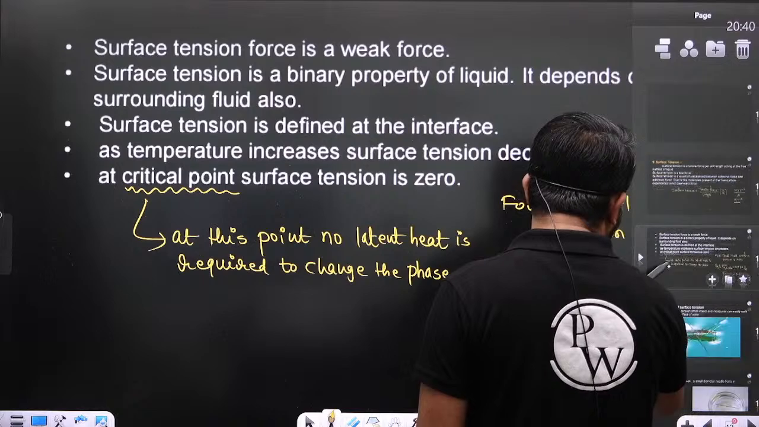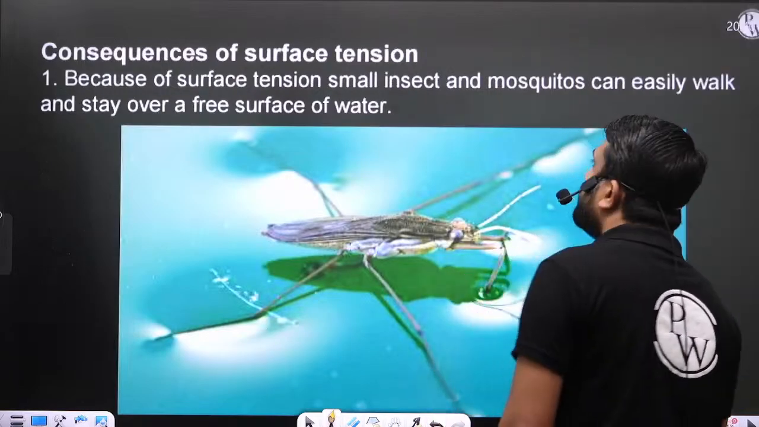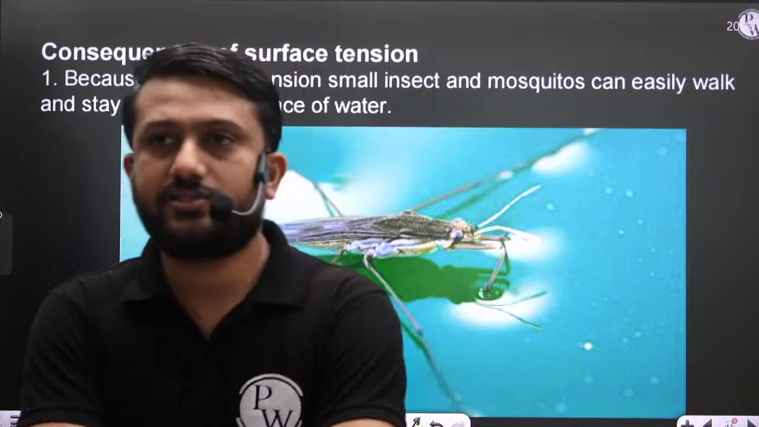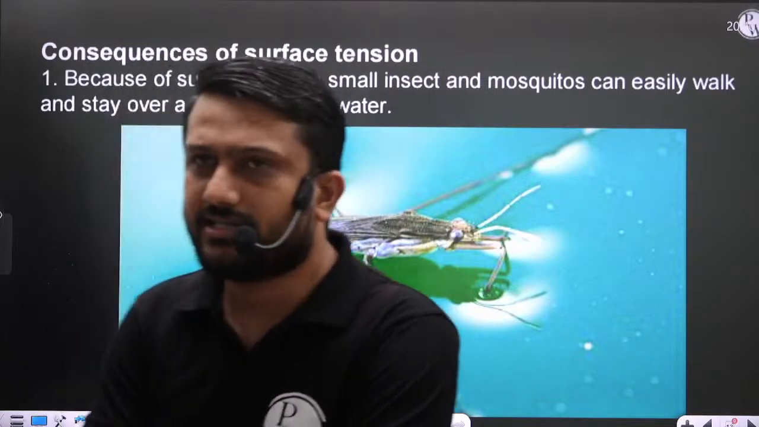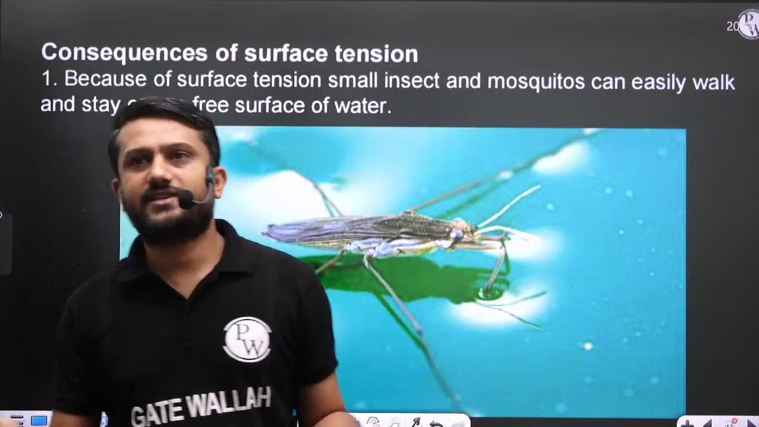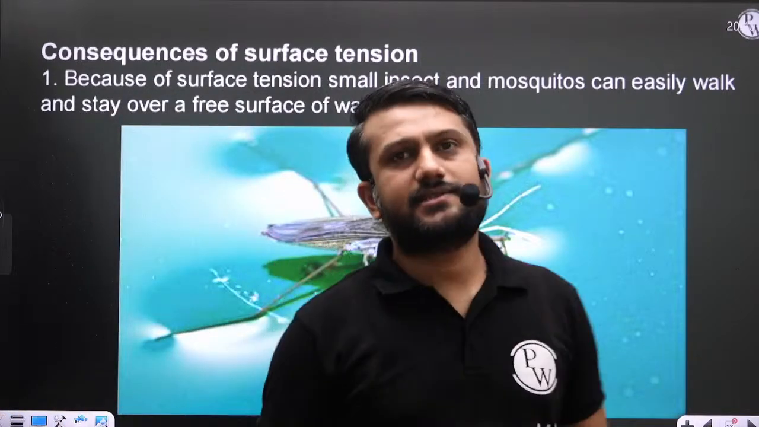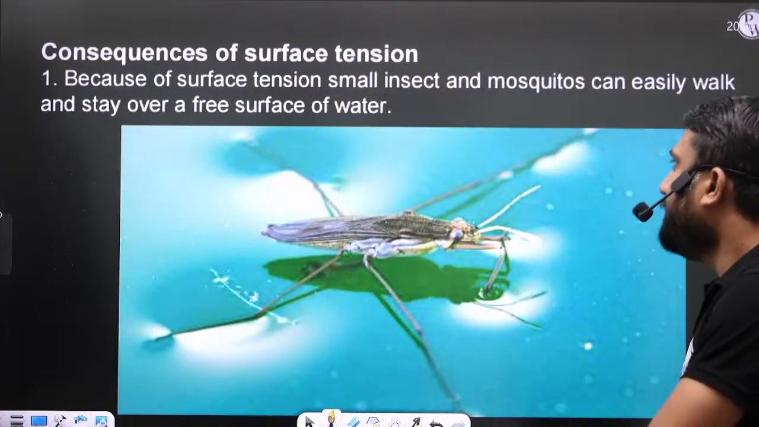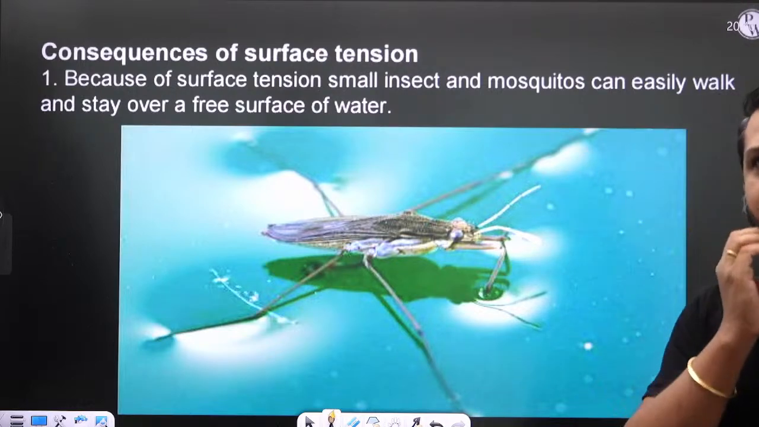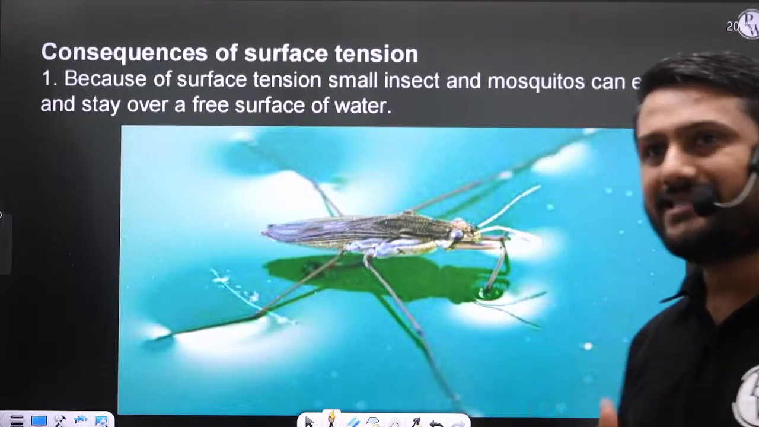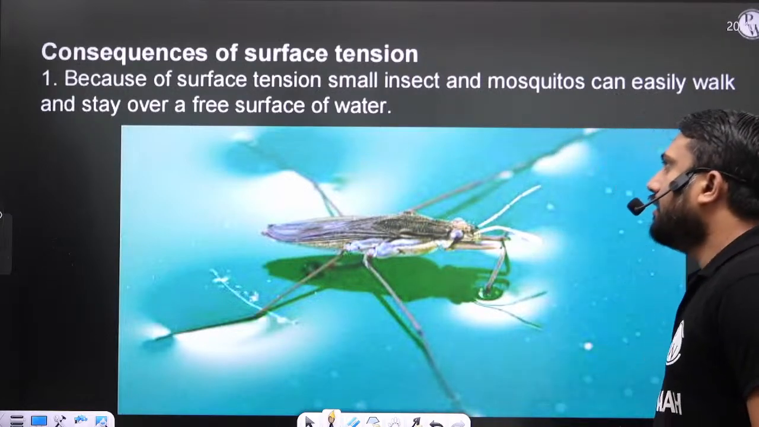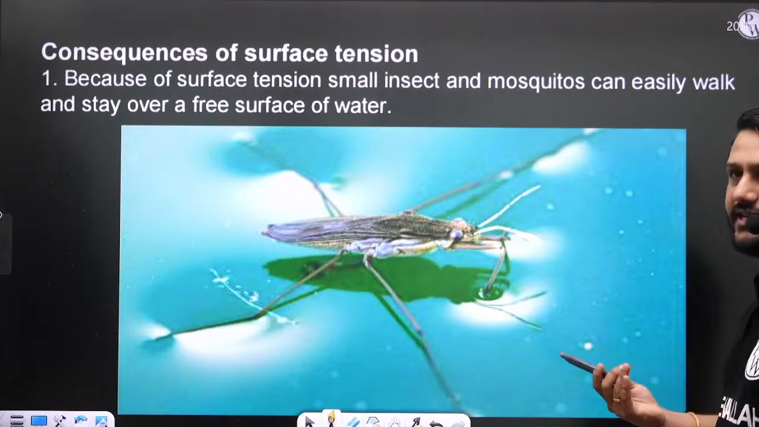After that, we discuss the consequences of surface tension. There are a number of consequences, a number of examples related to surface tension. The first consequence is that because of the surface tension, small insects or mosquitoes can easily walk or stay over a free surface of water. That is a very common example.